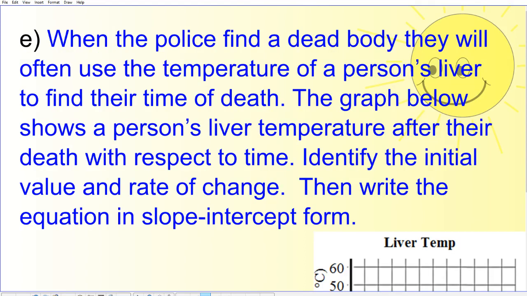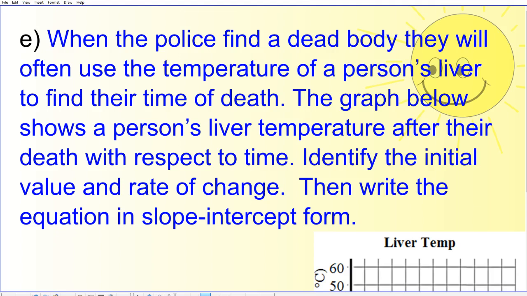Look at this. I think we're in our last problem already. Letter E. When the police find a dead body, they will often use the temperature of a person's liver to find their time of death. The graph below shows a person's liver temperature after their death with respect to time.